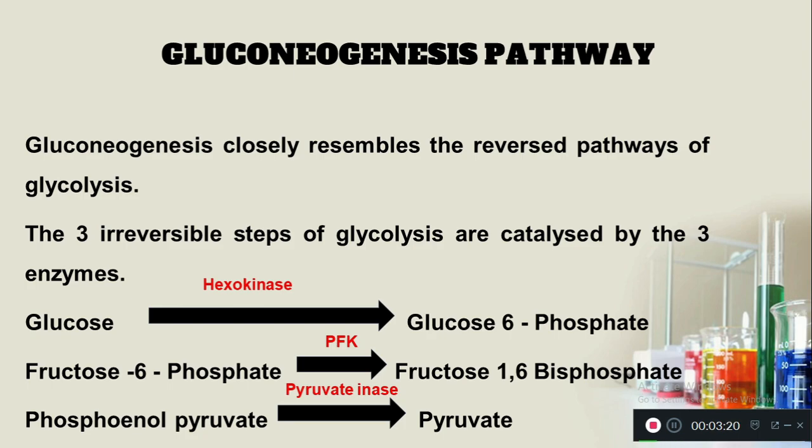The first one is the conversion of glucose to glucose 6 phosphate with the help of the enzyme hexokinase. The second point, where fructose 6 phosphate is converted to fructose 1,6 bisphosphate. The third one is phosphoenolpyruvate converted into pyruvate with the help of pyruvate kinase. So these are the 3 reactions or steps where it has some difference compared to the glycolysis.